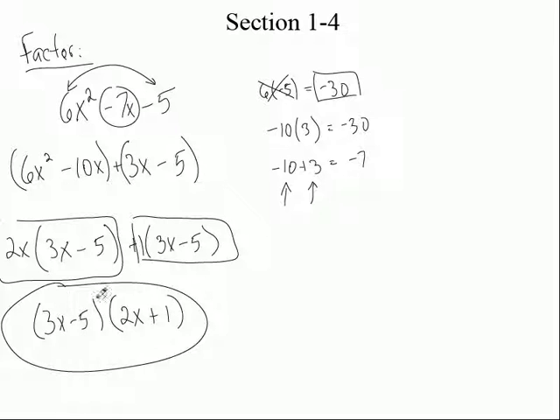Does it work? Look, 3x times 2x is 6x squared, isn't it? The last term's negative 5 times positive 1. It's negative 5. Let's do the outside and inside. Outside is 3x, inside is minus 10x. What's 3x minus 10x? Negative 7x. And it works, doesn't it? That's the same answer that we got doing it the other way.